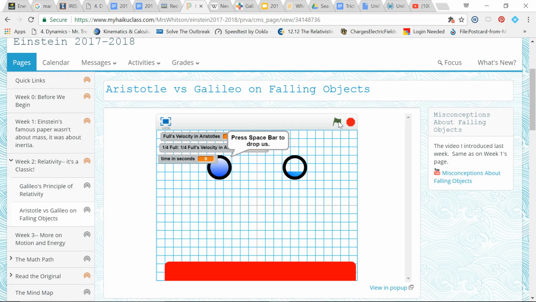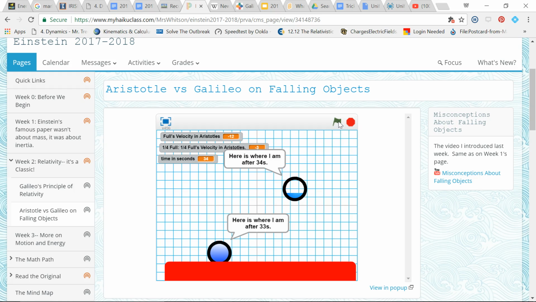And this is what Aristotle said would happen. So after 3 seconds, this ball has met the ground and this ball is here at 3 seconds. So this ball fell 4 times as fast. And velocity is speed in a direction, so -12 means down, it's speed down. And this one is at 1/4 of that.